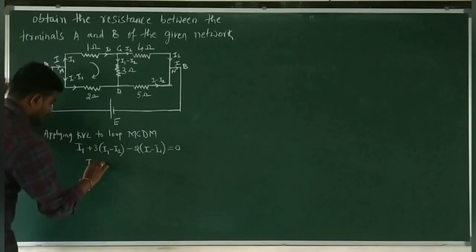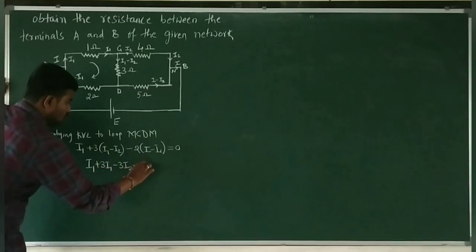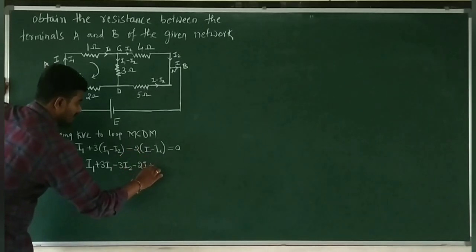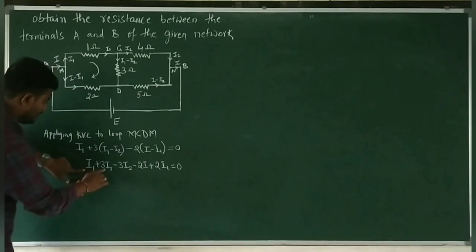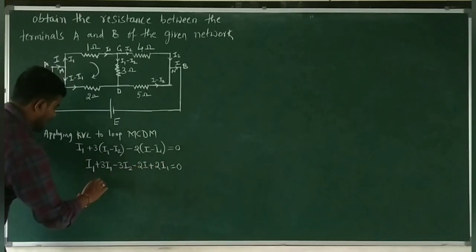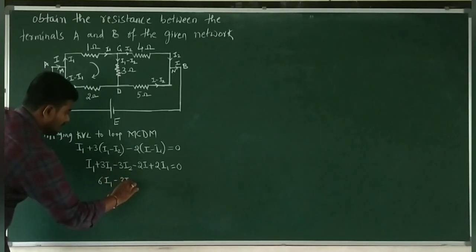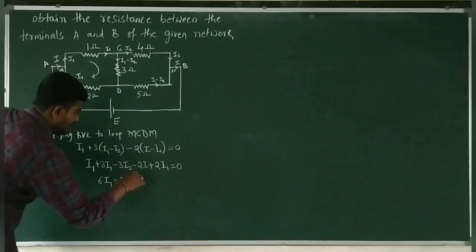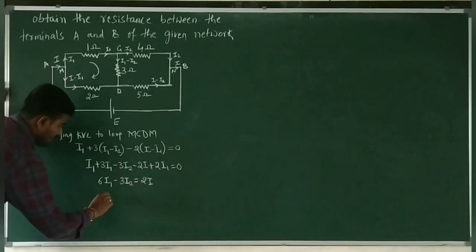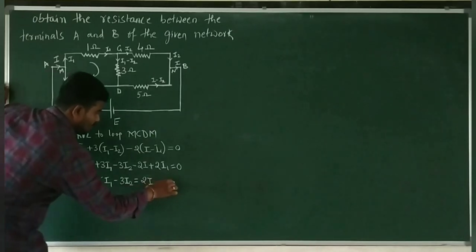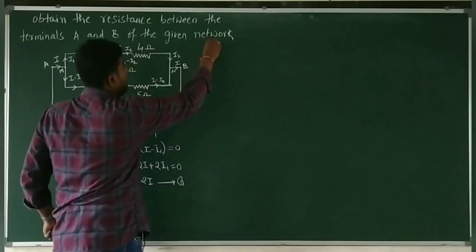So I1 plus 3I1 minus 3I2 minus 2I, minus into minus plus 2I1, is equal to 0. So I1, 3I1, 4I1, 2I1, 6I1. 6I1 minus 3I2, minus 2I is there, so it is going to be plus 2I on that side. Let us call it equation 1.